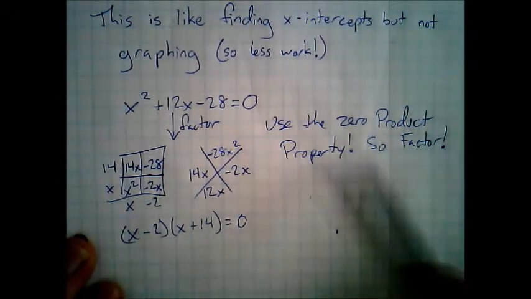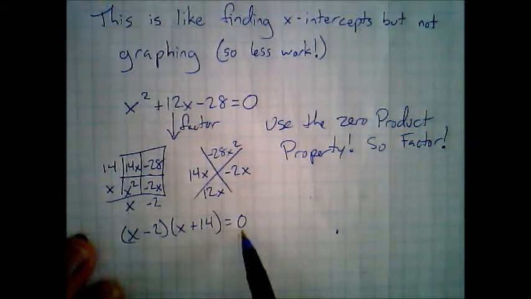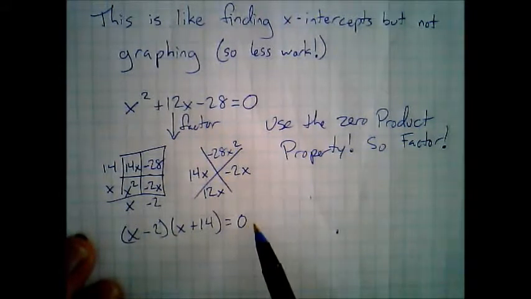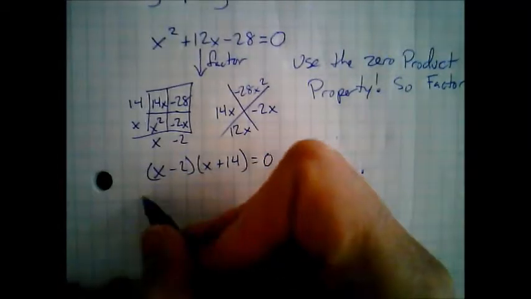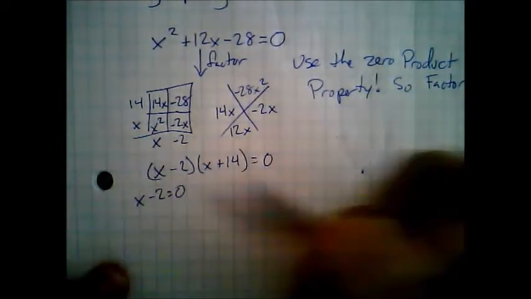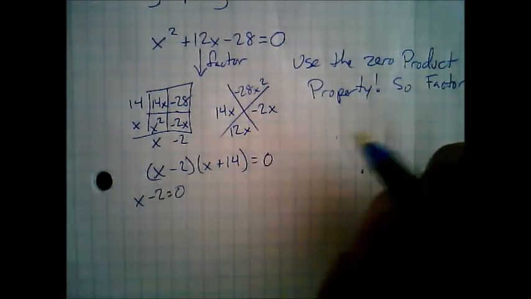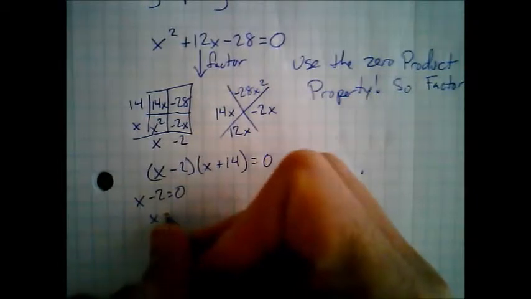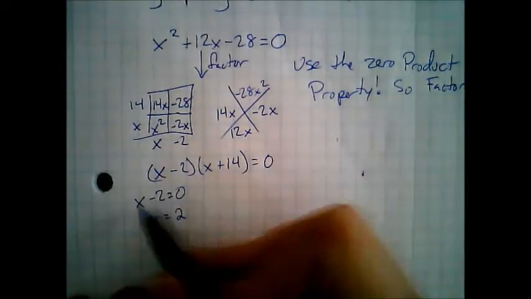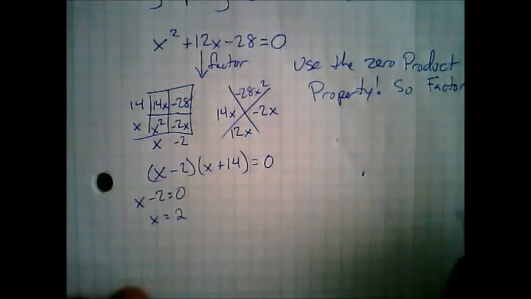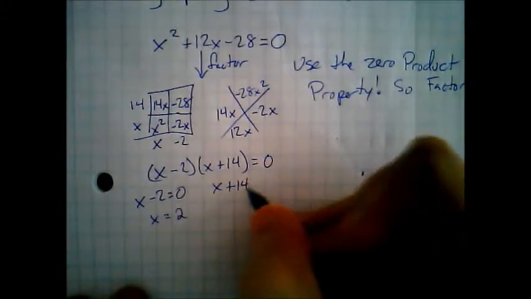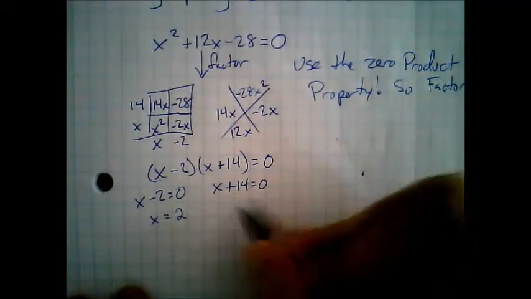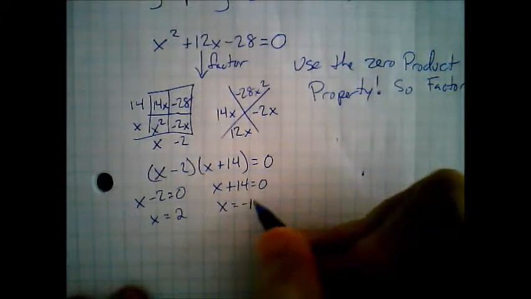Our zero product property says, since we have a product that equals 0, if we have two numbers that multiply to 0, we know either one of those numbers has to be 0. That's just common sense. So our first factor is x minus 2, so we want x minus 2 to equal 0. What number minus 2 equals 0? Well, that's x equals 2. Or we just add 2 to both sides like we're solving an equation. That's really all we're doing. x plus 14 equals 0. Subtract 14 from both sides and get x equals negative 14.